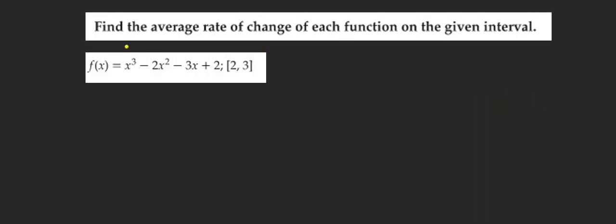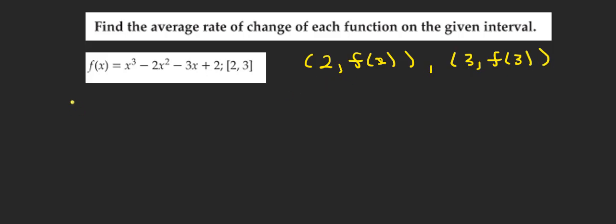Let's take a look at our last example. They want you to find the average rate of change. Again, another word for average rate of change is slope. So as soon as you see the words average rate of change, you need to think about the word slope of each function on the given interval. So we have a function over here and we have an interval, 2 to 3. What will be the average change of this function from 2 to 3? Therefore we need 2 points. We need 2 comma f of 2, and we need 3 comma f of 3.